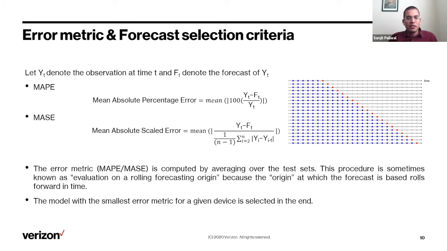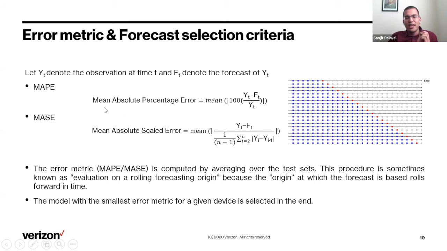So let me first define the terms. Yt denotes the observation at time t, and Ft denotes the forecast of Yt. In our case, Yt would be the actual demand and Ft would be the demand forecast. Let me first define an error term: Yt minus Ft, so it's actual demand minus the forecasted demand. When we divide it by the actual demand and multiply it by 100, we get the percentage error.